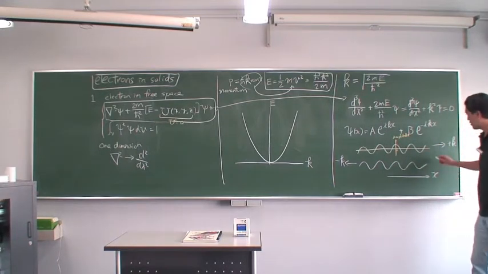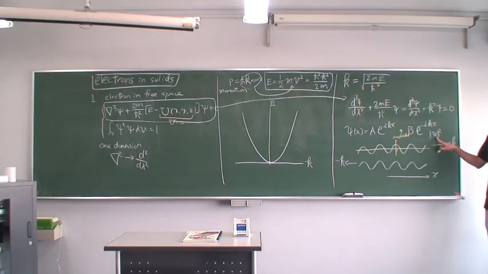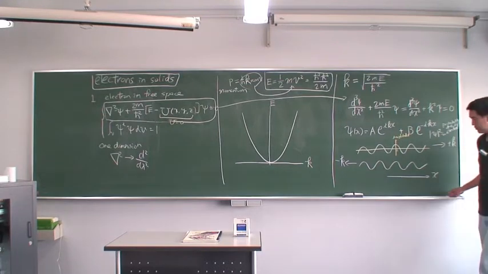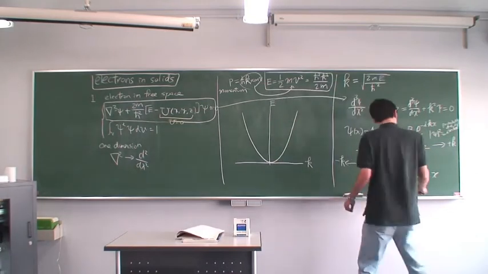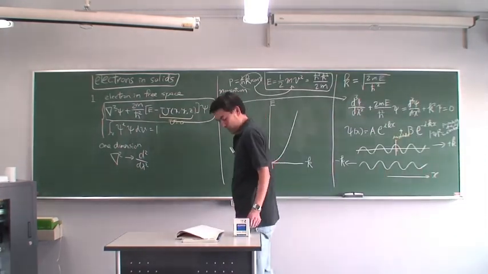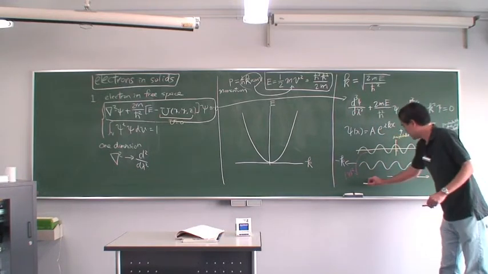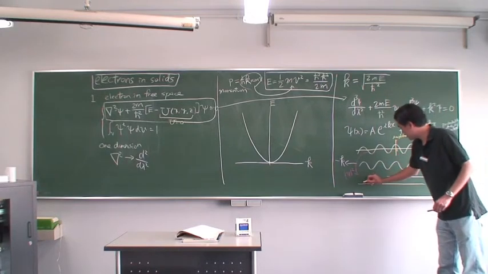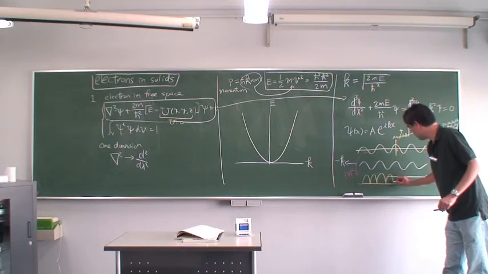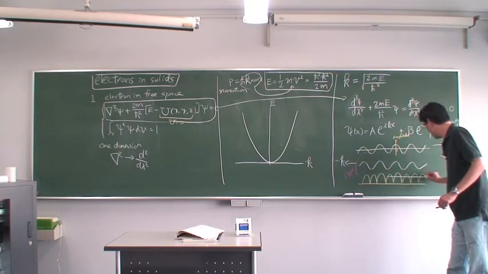Okay? And usually the square gives the probability of finding an electron, because this is one electron after all. Probability of finding one electron. So if I take the square, then what I get is something that looks like this.